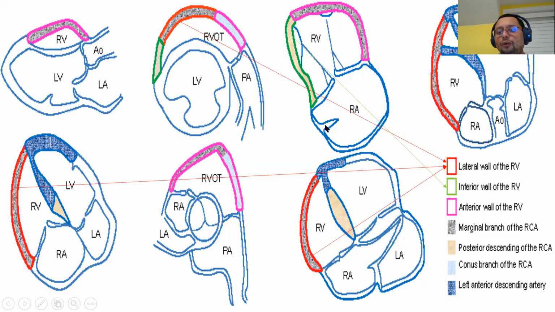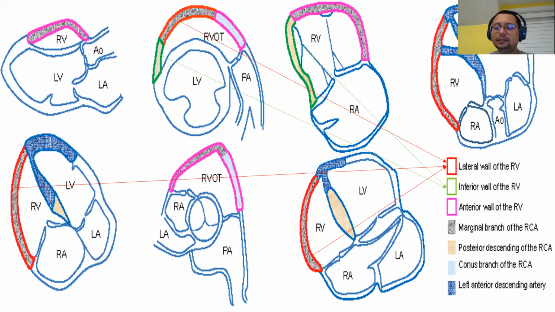Okay, the inferior wall of the right ventricle, importantly, is supplied by the PDA branch of the RCA, the posterior descending branch of the RCA. Okay, it is also supplying the septal wall of the right ventricle here. The septal wall of the right ventricle is also supplied by the PDA branch of the RCA.